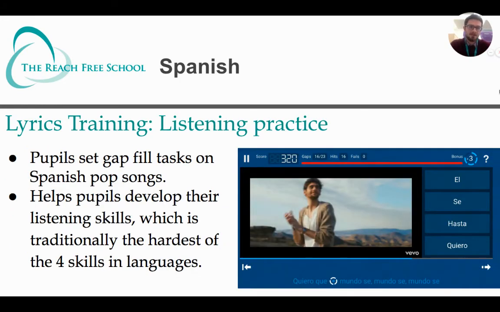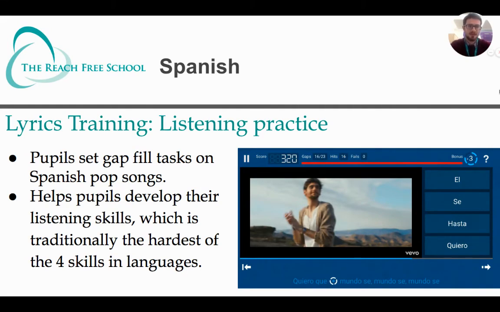We also have an activity called lyrics training, which is a great way to practice listening skills. There are 4 skills in Spanish. We have reading, writing, speaking, and listening. And listening, not just in this school, but nationally, is always seen as the most challenging of the 4 skills for pupils to do. I'm sure you'd agree that you might find people speaking Spanish very, very quickly compared to English. And this helps pupils get used to the pace of the language.